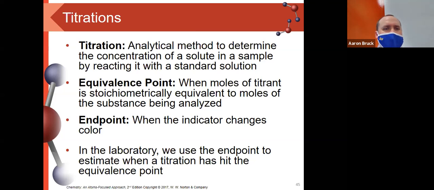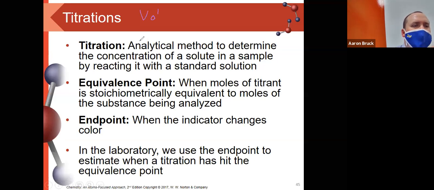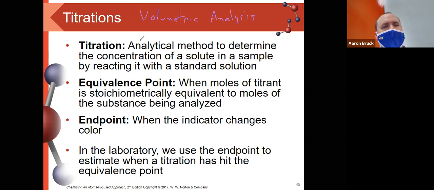Titrations are sometimes referred to as volumetric analysis. Because ultimately, what we are doing in comparison is we are comparing volumes, essentially. Volumes and concentrations in particular.